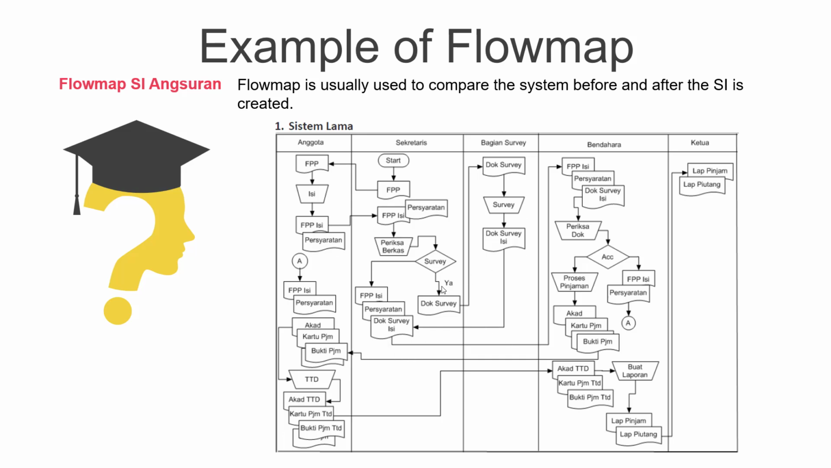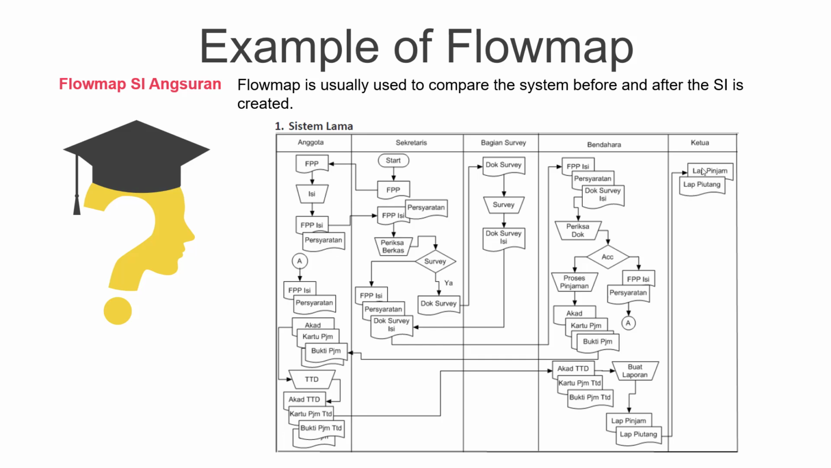Jadi bagian survei ini terhubung sama sekretaris. Nah, bagaimana hubungannya dengan bendahara? Anggota ternyata ada proses lain yang bisa dia lakukan dengan bendahara. Jadi bendahara di sini apa saja yang dia lakukan? Atau dari sini sekretaris itu kalau tidak setuju diarahkan ke bendahara. Dan seterusnya balik lagi ke anggota dan seterusnya, ketua itu bisa ngapain aja?